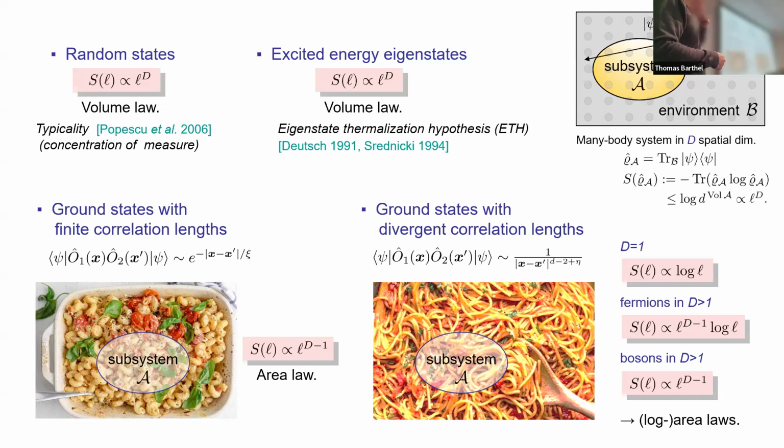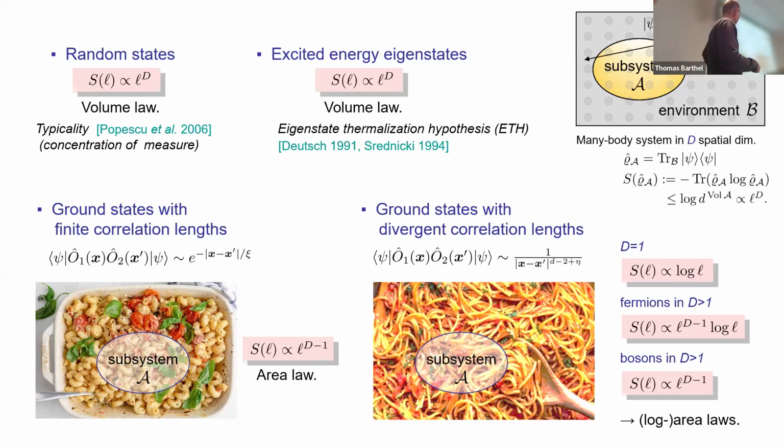Okay, so with this exponential decay of correlation, so finite correlation length, it's quite natural that you would expect this area law, right? Because basically everything that contributes to entanglement between subsystem A and the rest has to be some degrees of freedom that sit close to the boundary of these two subsystems.